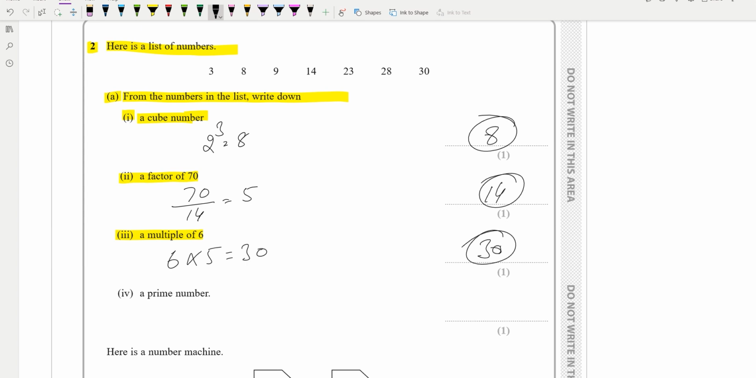one mark part. And fourth part is a prime number, and a prime number is a number which is divisible by only itself and 1. So the prime numbers are 3 and 23. These are the prime numbers. You can write any one of them. So 3 or 23, they are saying a prime number. I'm writing 3, but the second option 23 is also correct.